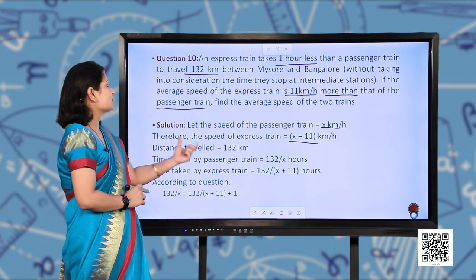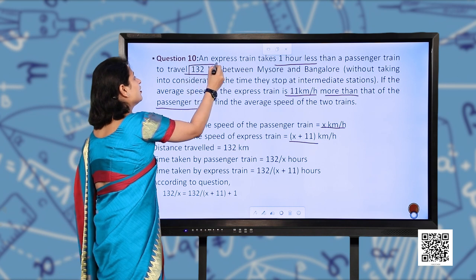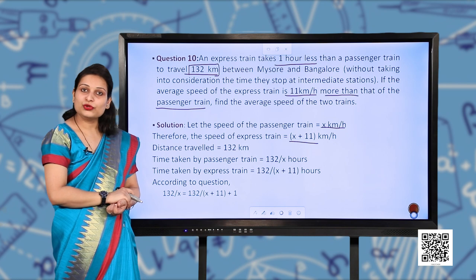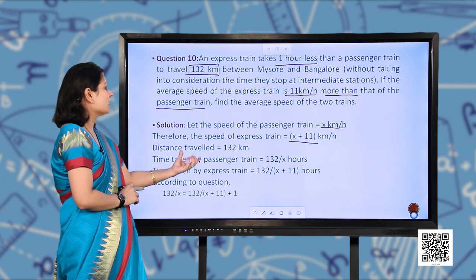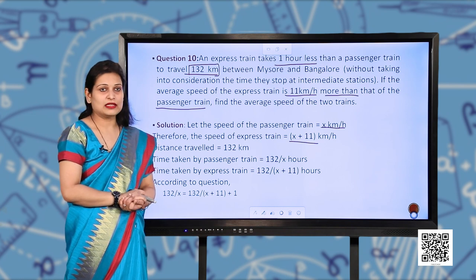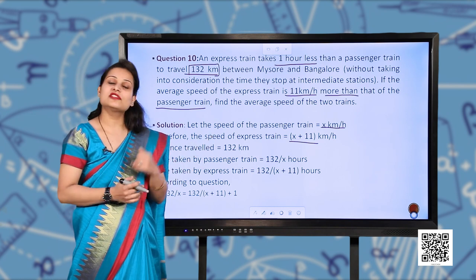So, now the distance traveled is what? 132 kilometer. So, the distance traveled is 132 kilometer. Now, the time taken by the passenger train: how will you calculate it? The time taken by the passenger train is distance upon speed.